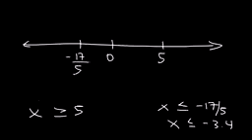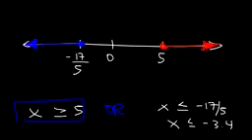So x is equal to or greater than 5. So we're going to have a closed circle shaded to the right. X is also less than or equal to negative 17 over 5. So it can be any one of these expressions.